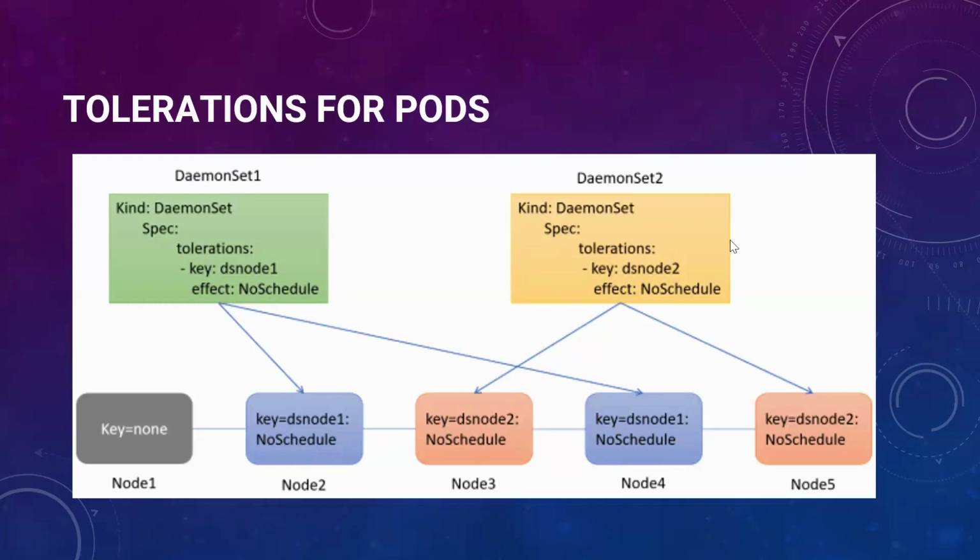Another daemon set can be referred to the selected nodes, and wherever there are no matching key values, that node will be skipped. That is how you can differentiate your use cases and use a daemon set.